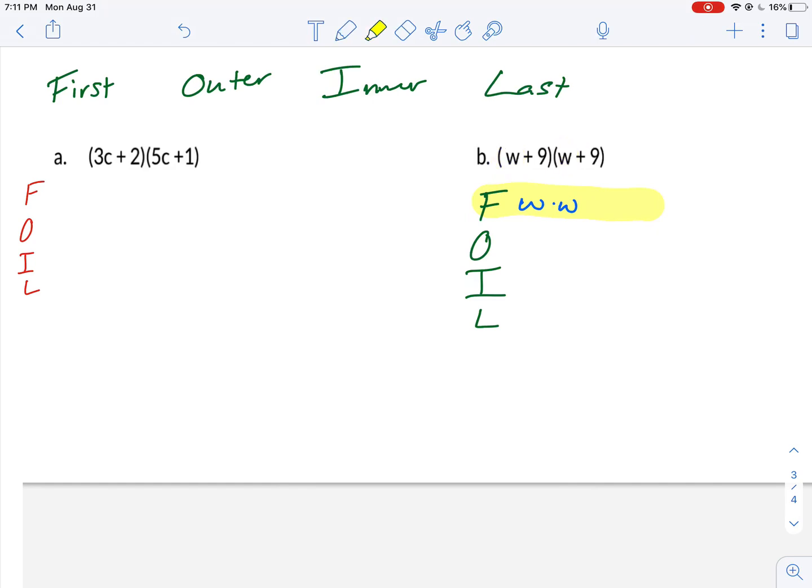Now, the O stands for outer. And what that means is we're going to take the outside two terms. So the very farthest left term and the very farthest right term. So I'm going to take my outer, that's W, times a positive 9.